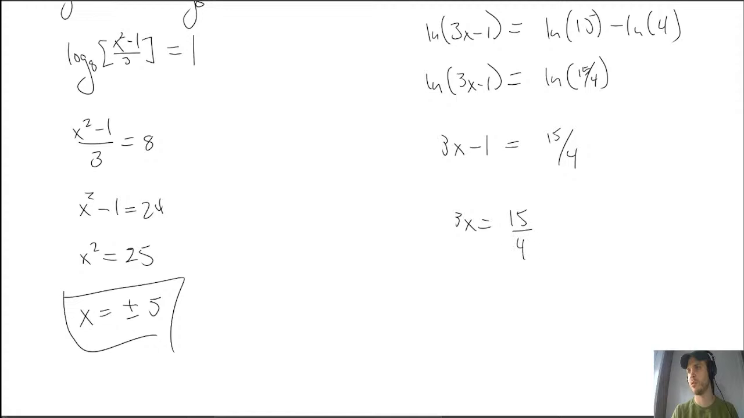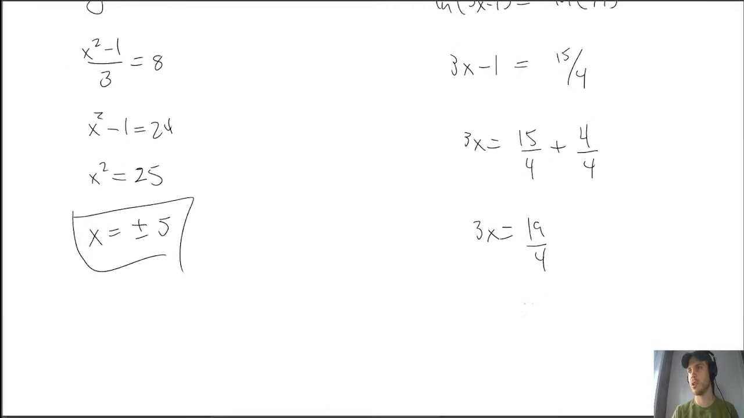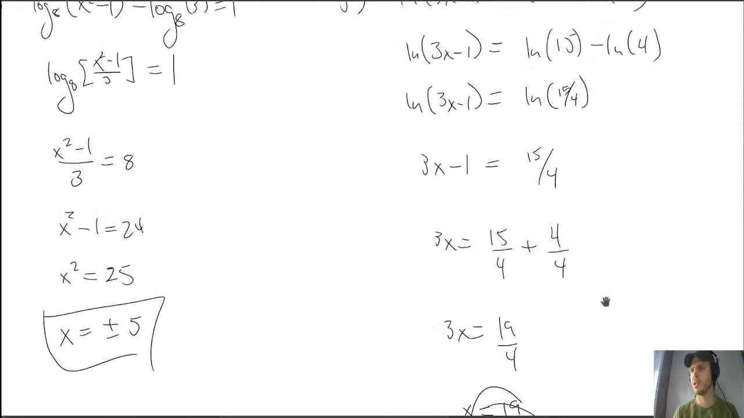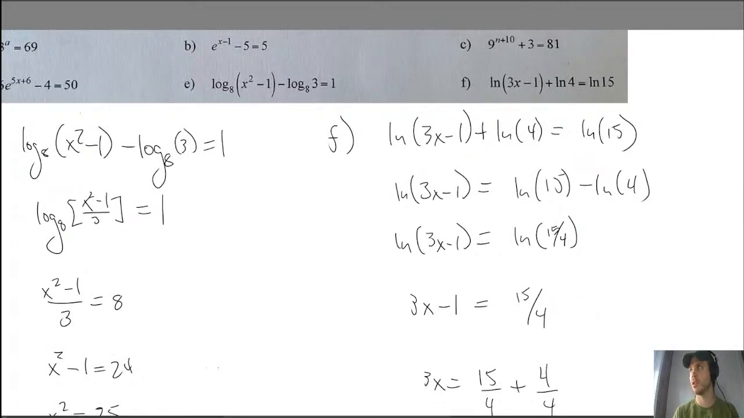So 15 over 4 plus 1 is plus 4 over 4. And so 3x equals 19 over 4. And then we'll divide both sides by 3. That's 19 over 12. 19 is prime, so this is reduced. And let's check, does that work? 19 over 12 times 3 is 19 over 4, minus 1 is 15 over 4, times 4 is 15, so log of 15 is log of 15, so we're good.